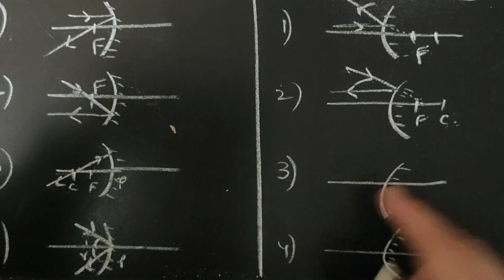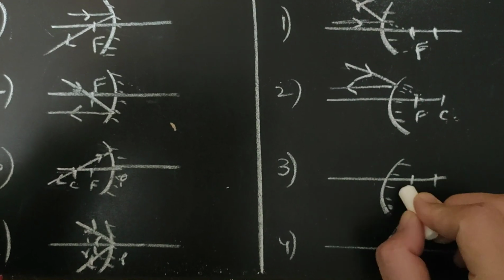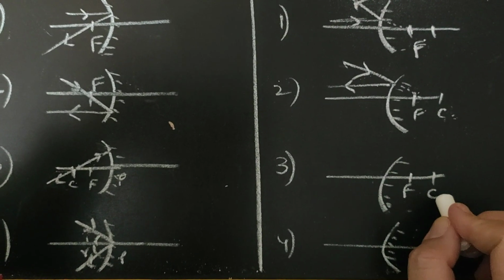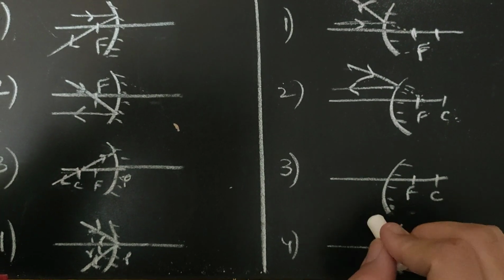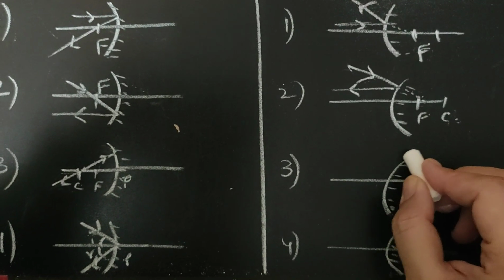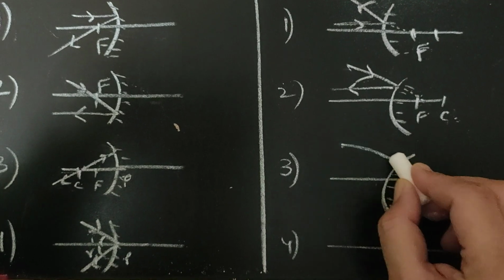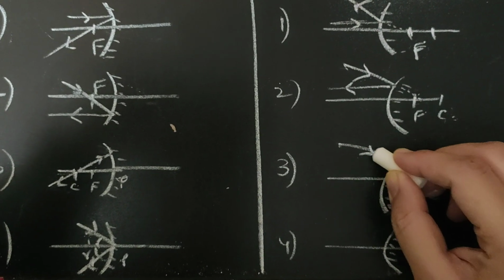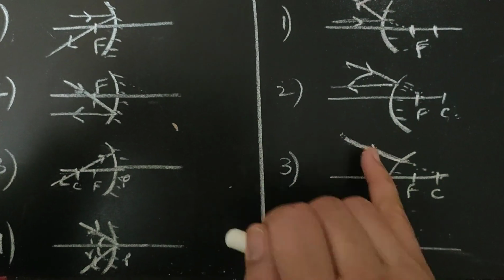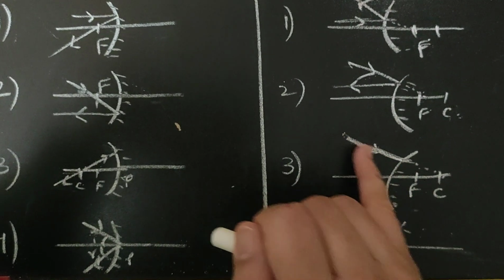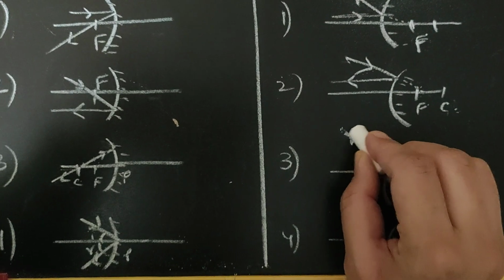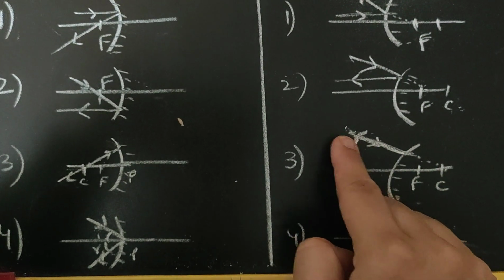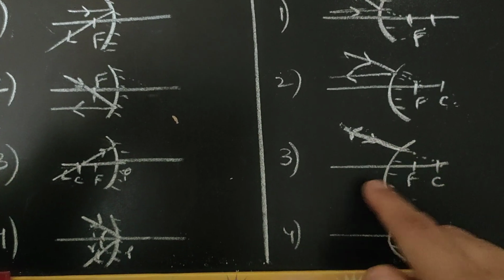Similarly, in the case of convex, since as mentioned earlier also, the focus and the center of curvature are behind the mirror, the ray cannot pass through the center of curvature. But yes, we can say that if a light ray is incident in the direction of the center of curvature, after reflection it is going to retrace its path. The light that was coming in the direction of the center will go back the same way. It cannot cross the center because it is behind the mirror.